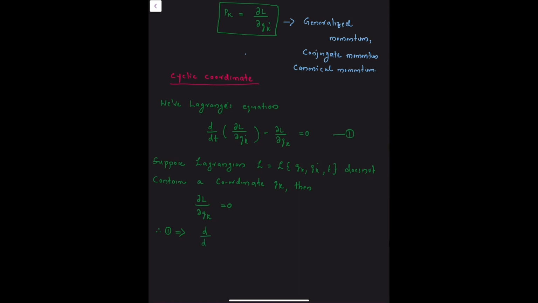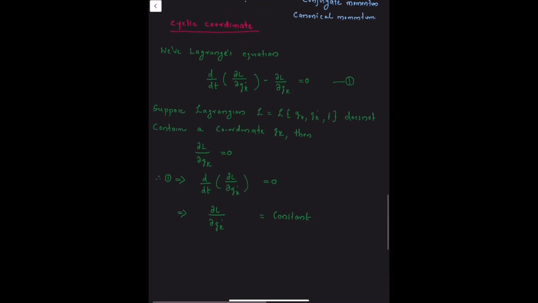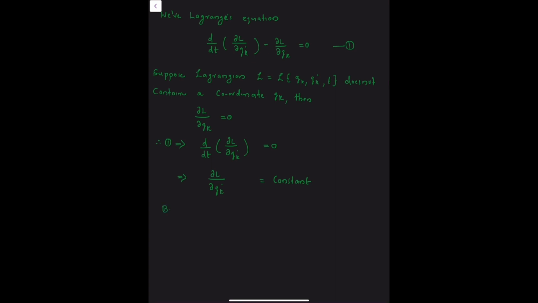Therefore, what happens to our Lagrange's equation 1? That is d by dt of dou L by dou qk dot equal to 0. This implies that dou L by dou qk dot is equal to constant. We have already proved that this dou L by dou qk dot is nothing but the generalized momentum. So we can conclude that if a coordinate qk is absent in the Lagrangian, then the corresponding generalized momentum pk is constant. That is how we defined the cyclic coordinate earlier.